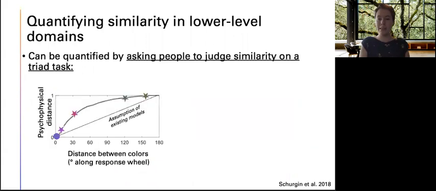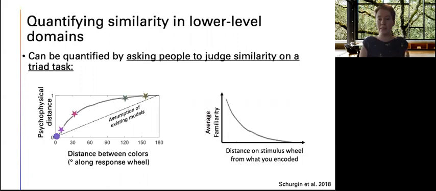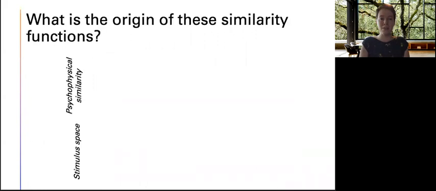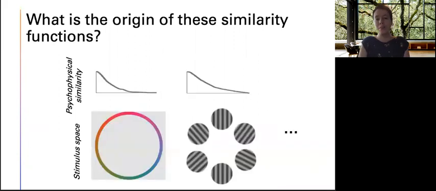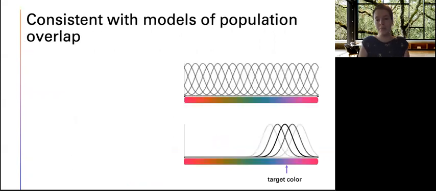This can be visualized here, where the psychological distance of how we represent color is not linear as a function of the distance between colors as measured by degree along the response wheel. Inverting this function, we see that the average familiarity between pairs of stimuli is roughly exponential as a function of distance along the stimulus wheel. These exponential functions have been quantified in both of the lower level stimulus spaces of color and orientation, but the question remains, what is the actual origin of these similarity functions?